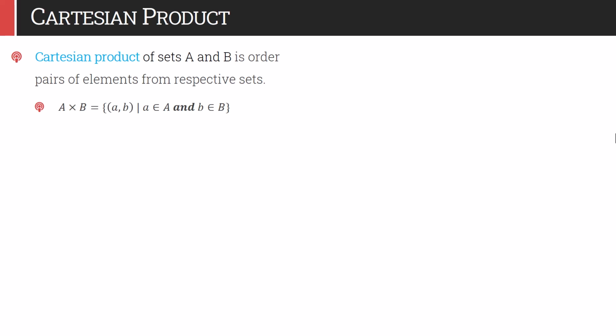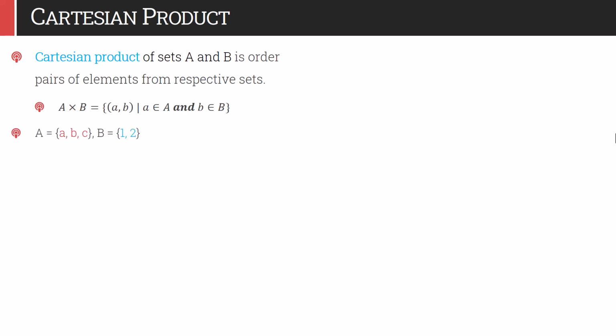Cartesian product is defined over sets A and B as follows. A Cartesian product B is given by the set of all the ordered tuples (a, b) such that the element small a is coming from the first set, that is capital A, and the second element small b is coming from the second set, that is capital B. So Cartesian product is ultimately a set which contains ordered tuples where the first element must be from the first set, and the second element must be from the second set.